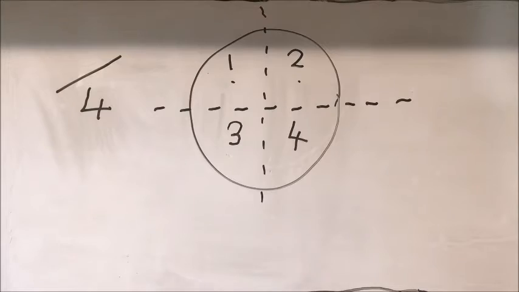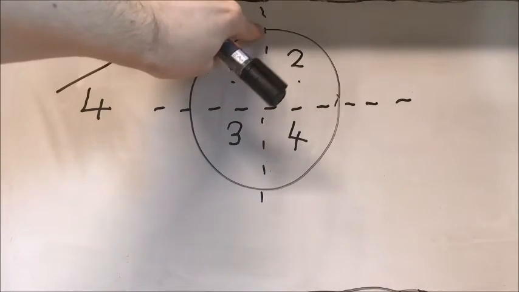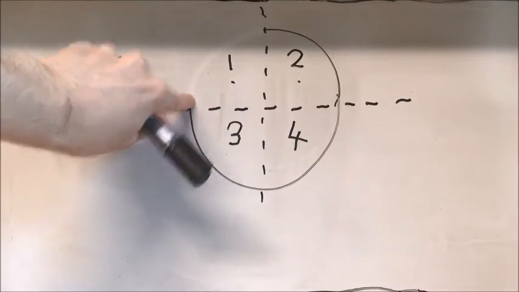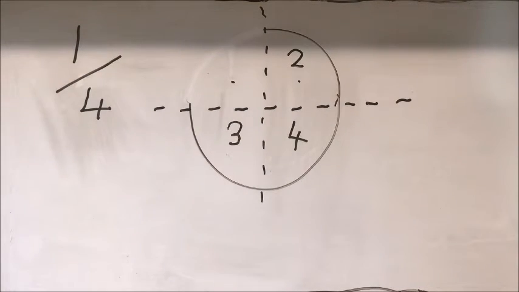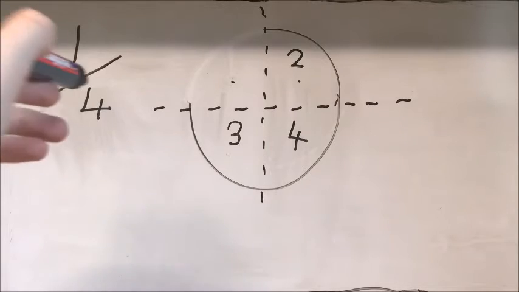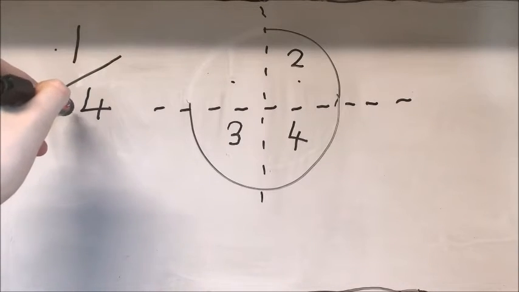I am then going to take away one piece from this lovely looking cake because I'm really hungry. So I've taken away one piece, and because I've taken away one piece, I'm just going to write 1 over 4 because I've taken away a quarter of this cake.